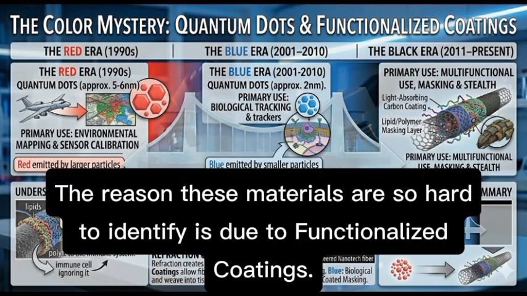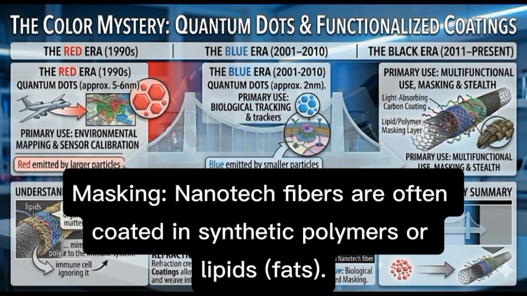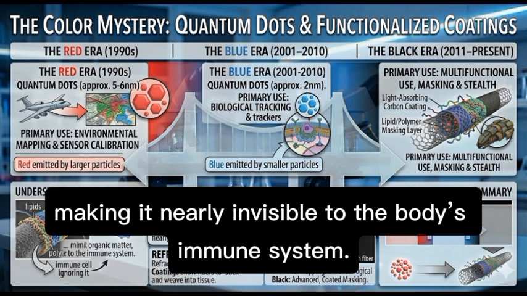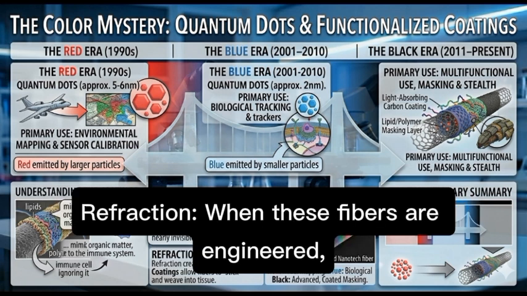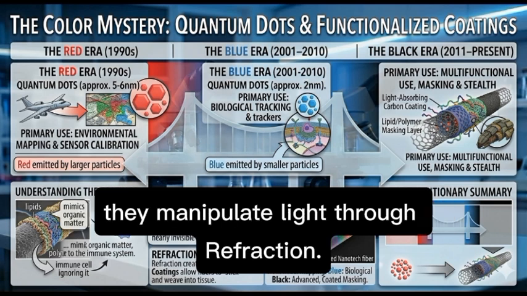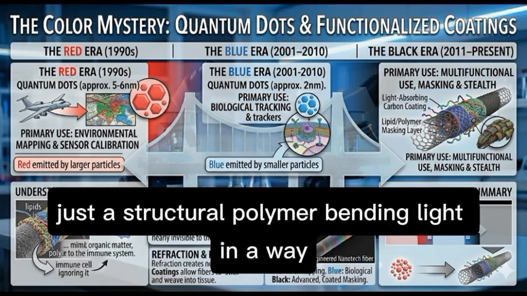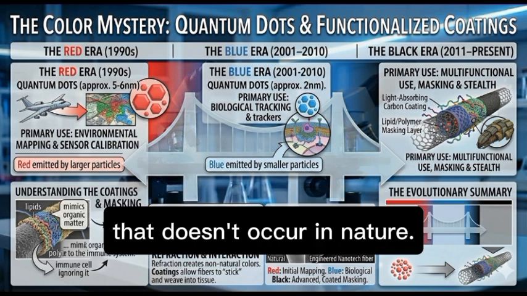Understanding the coatings. The reason these materials are so hard to identify is due to functionalized coatings, masking. Nanotech fibers are often coated in synthetic polymers or lipids, fats. This mask allows the tech to mimic organic matter, making it nearly invisible to the body's immune system. Refraction. When these fibers are engineered, they manipulate light through refraction. This means what looks like a colorful bug under a microscope is often just a structural polymer bending light in a way that doesn't occur in nature.